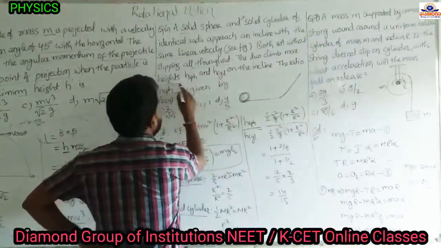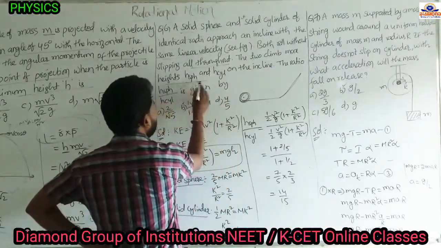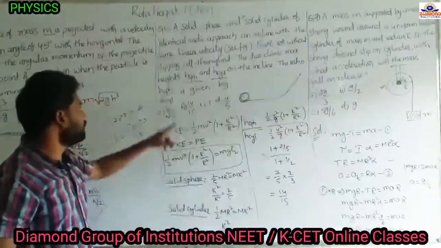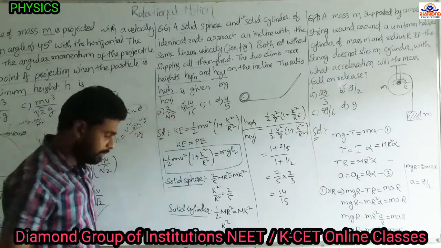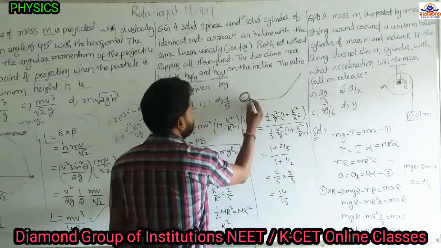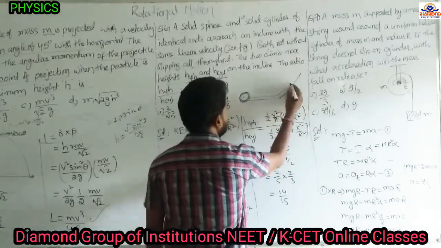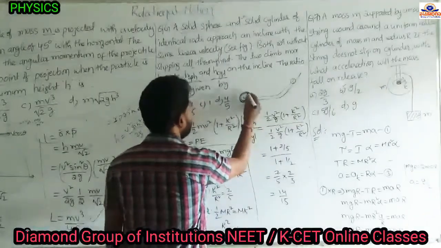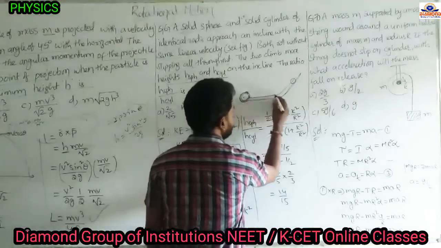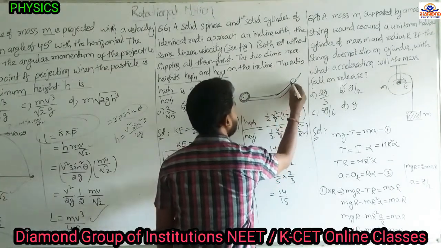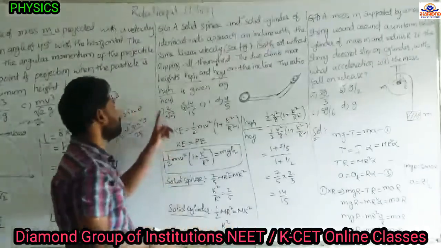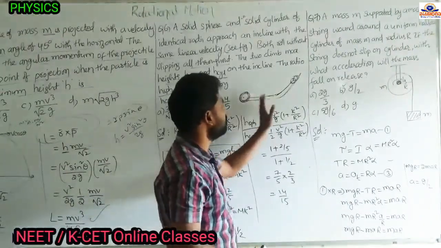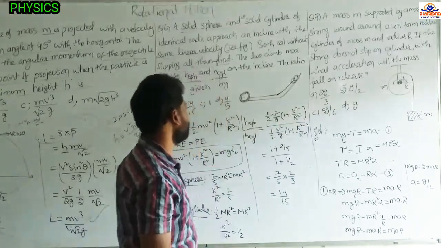The two climb to a maximum height: h sphere, the maximum height of the sphere, and h cylinder, the maximum height of the cylinder on the incline. The ratio h sphere by h cylinder is given by? That means the solid sphere is released with velocity v and will reach some height on the inclined plane, the maximum height of the sphere. In the next case, they take a solid cylinder and project it with the same velocity v. This will also reach some height, the maximum height of the cylinder. So what is the ratio, how much height the cylinder travels and how much height the sphere travels, that we have to find.